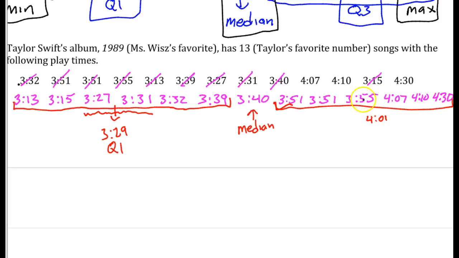But don't put in 3.55 or 4.07. With time, it's not the same as a decimal because time is based on increments of 60, not 100. So 3 minutes and 87 seconds is not 3.87. It just doesn't make sense. Okay, so a little bit different when you have time.